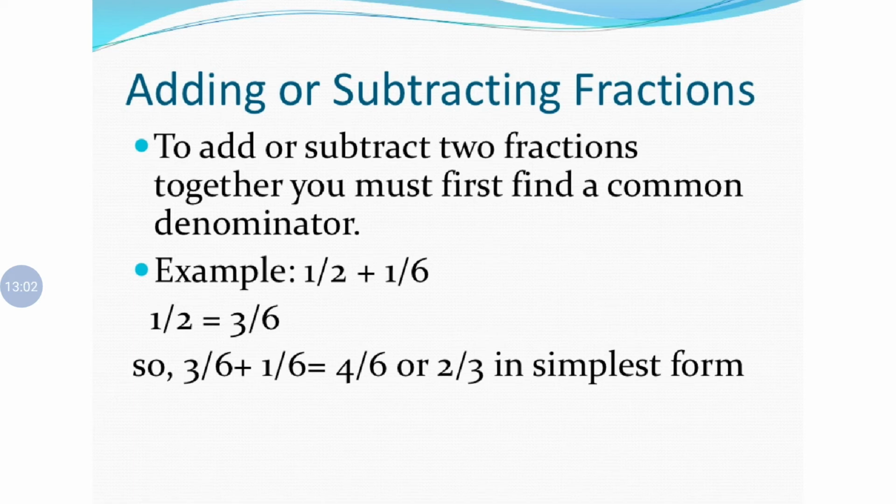So take the common denominator 6, and then we just add. 3 plus 1 is 4 by 6. Reducing to the simplest form, we get 2 by 3.